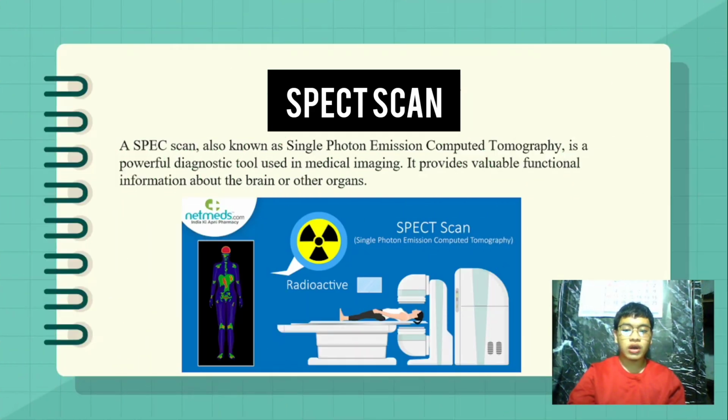SPECT Scan, also known as single photon emission computed tomography, is a powerful diagnostic tool used in medical imaging. It provides valuable functional information about the brain or other organs. Unlike traditional imaging techniques such as computed tomography and magnetic resonance imaging scans, which focus on structural details, SPECT scans go beyond anatomy and offer insights into the actual functioning of the target area.